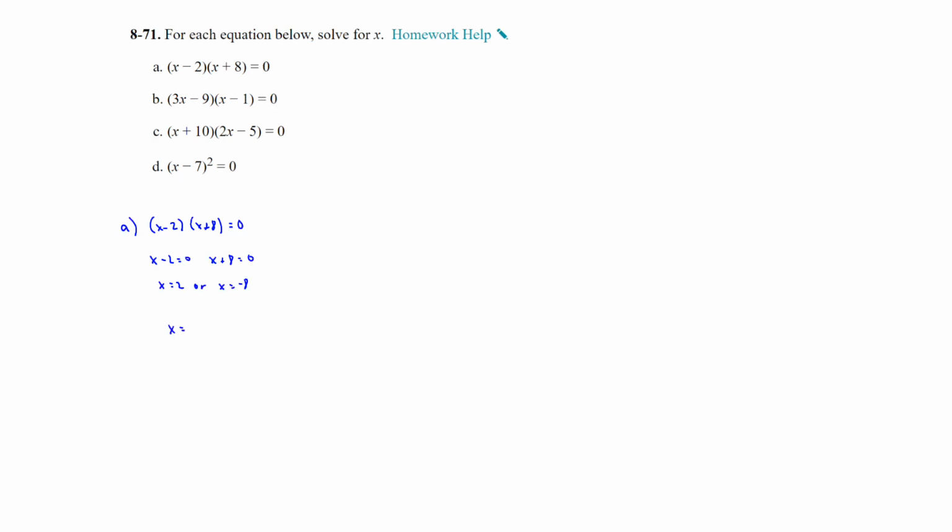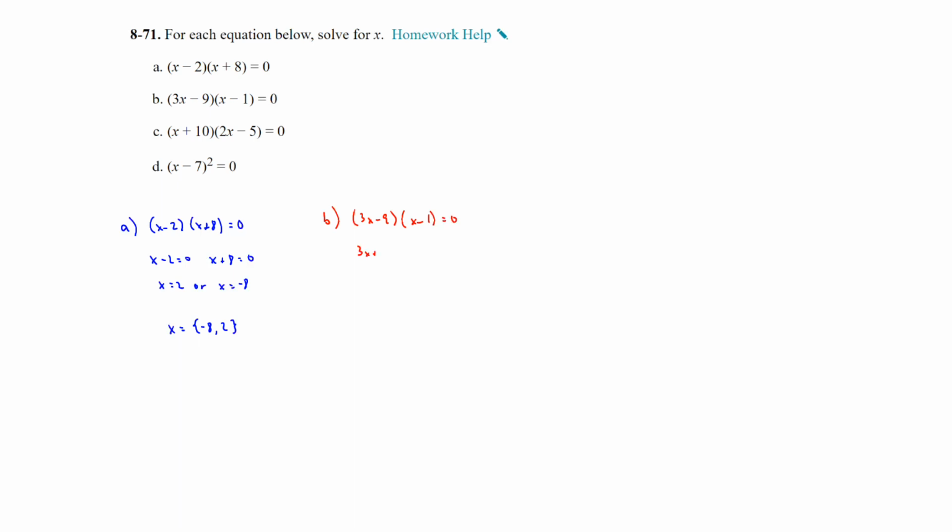Or once again, if you do want to write it as a set, x is equal to {negative 8, 2}. But you have to use the curly brackets. You can't use parentheses. It'll look like an ordered pair. So on to B. We have 3x minus 9 and x minus 1.